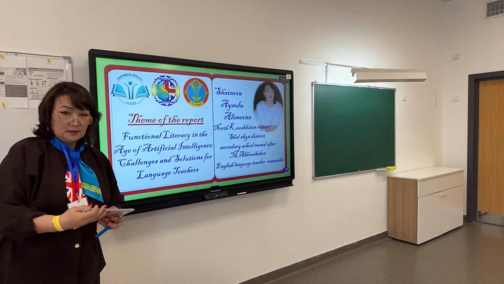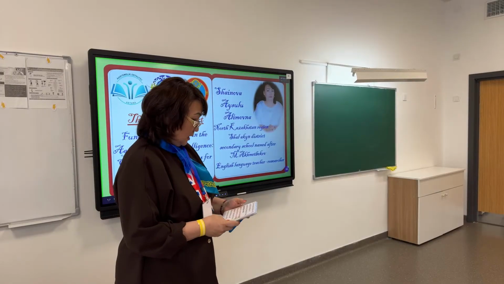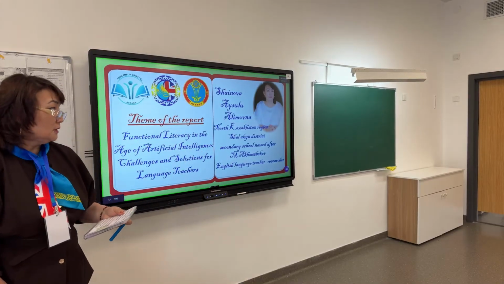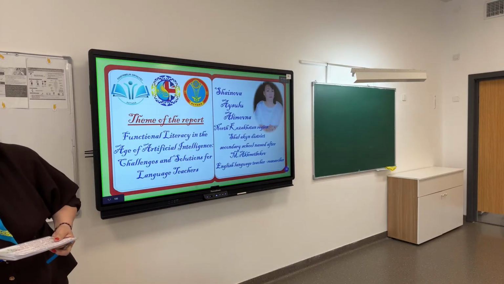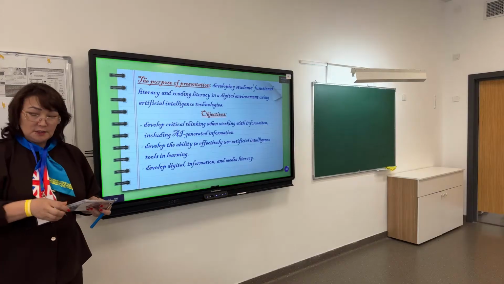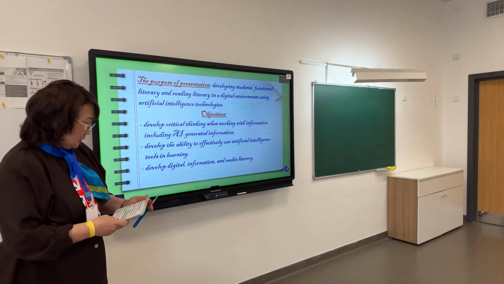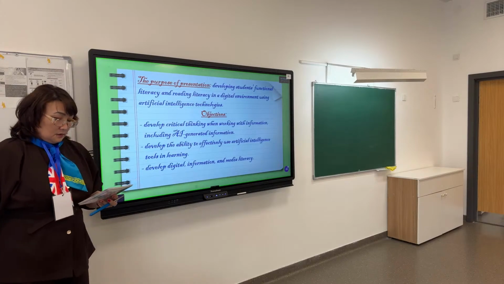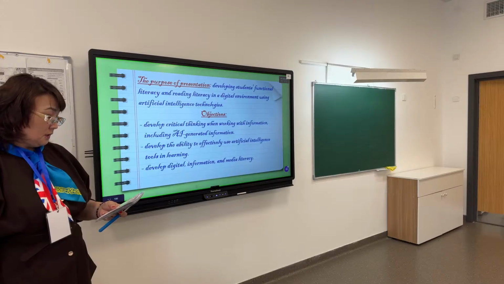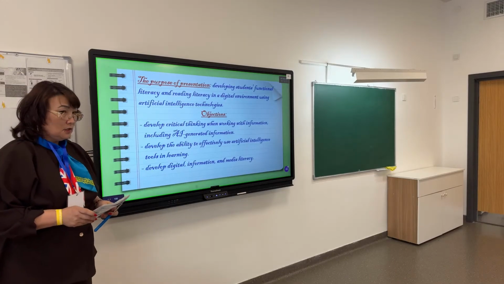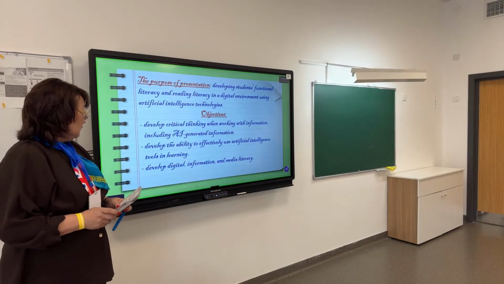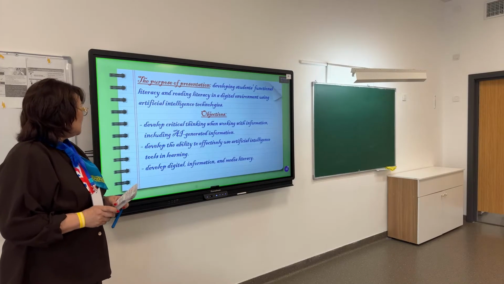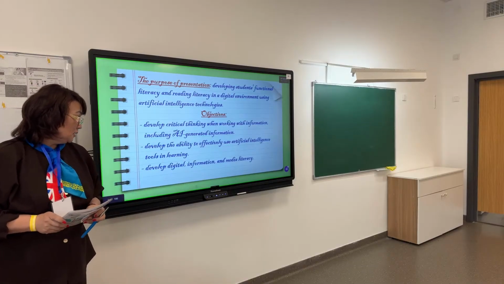In the modern digital world, artificial intelligence is transforming language learning. Therefore, teachers should use AI tools effectively to develop students' functional literacy, critical thinking, and communication. The purpose of the presentation: developing students' functional literacy and reading literacy in a digital environment using artificial intelligence technologies. Objectives: develop critical thinking when working with information, including AI-generated information. Develop the ability to effectively use artificial intelligence tools in learning. Develop digital information and media literacy.